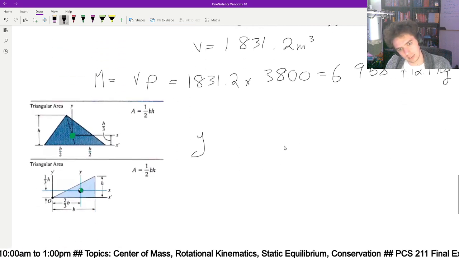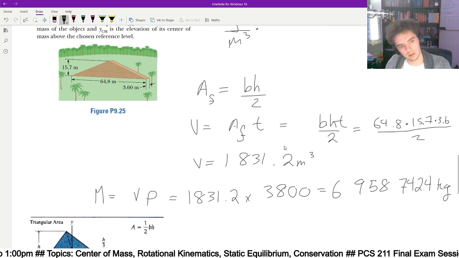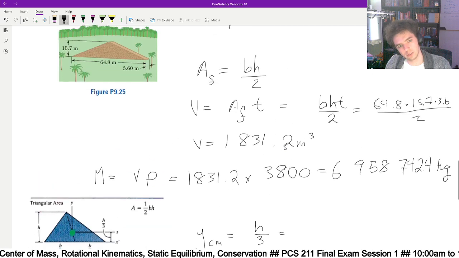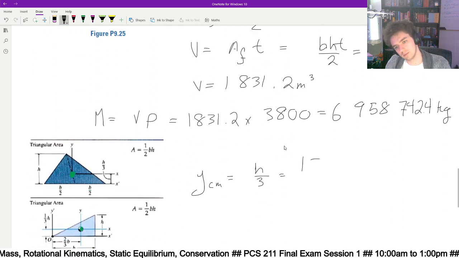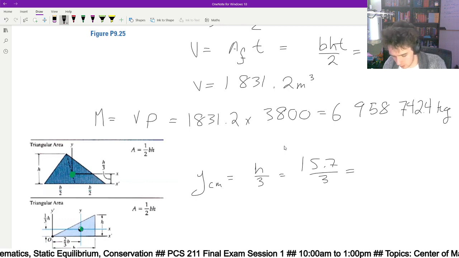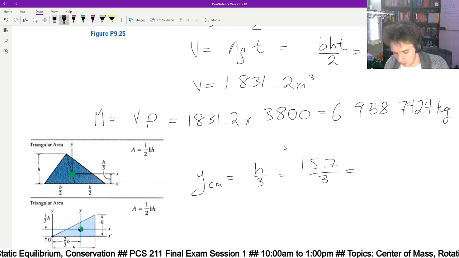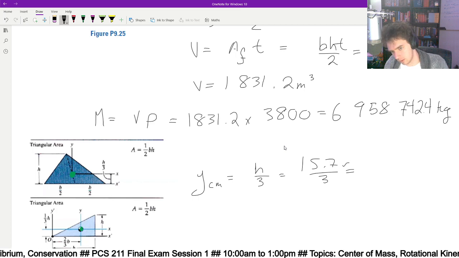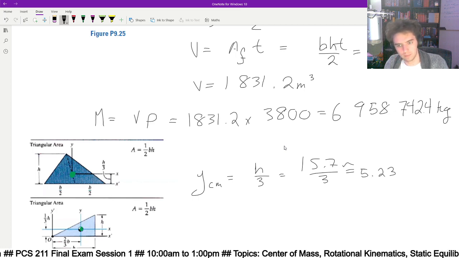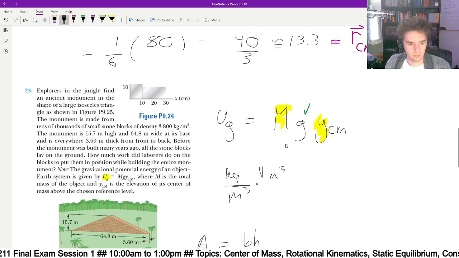So the y center of mass will be the height. Well, I'll just say the height divided by 3, which is 15.7 divided by 3, which is approximately 5.23. And it's in meters.